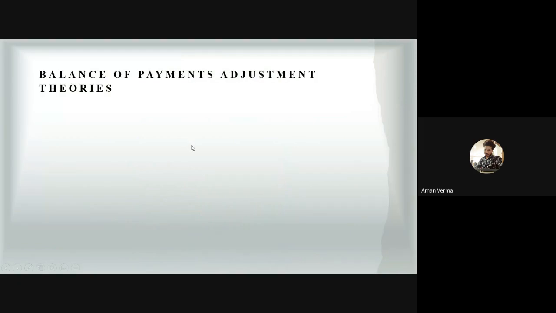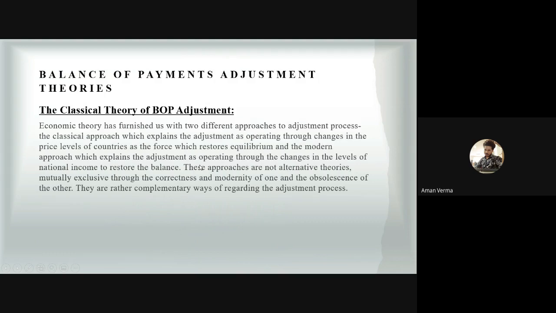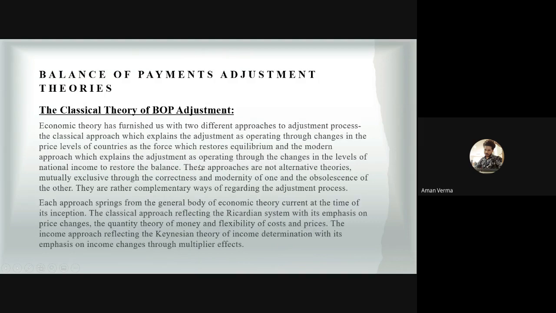Now, what are the balance of payment adjustment theories? The classical theory of balance of payment adjustment: economic theory has furnished us with two different approaches to the adjustment process. The classical approach explains the adjustment as operating through changes in the price levels of countries as a force which restores equilibrium, and the modern approach explains the adjustment as operating through changes in the levels of national income to restore the balance. These approaches are not alternative theories, mutually exclusive through the correctness and modernity of one and the obsolescence of the other. They are rather complementary ways of regarding the adjustment process.